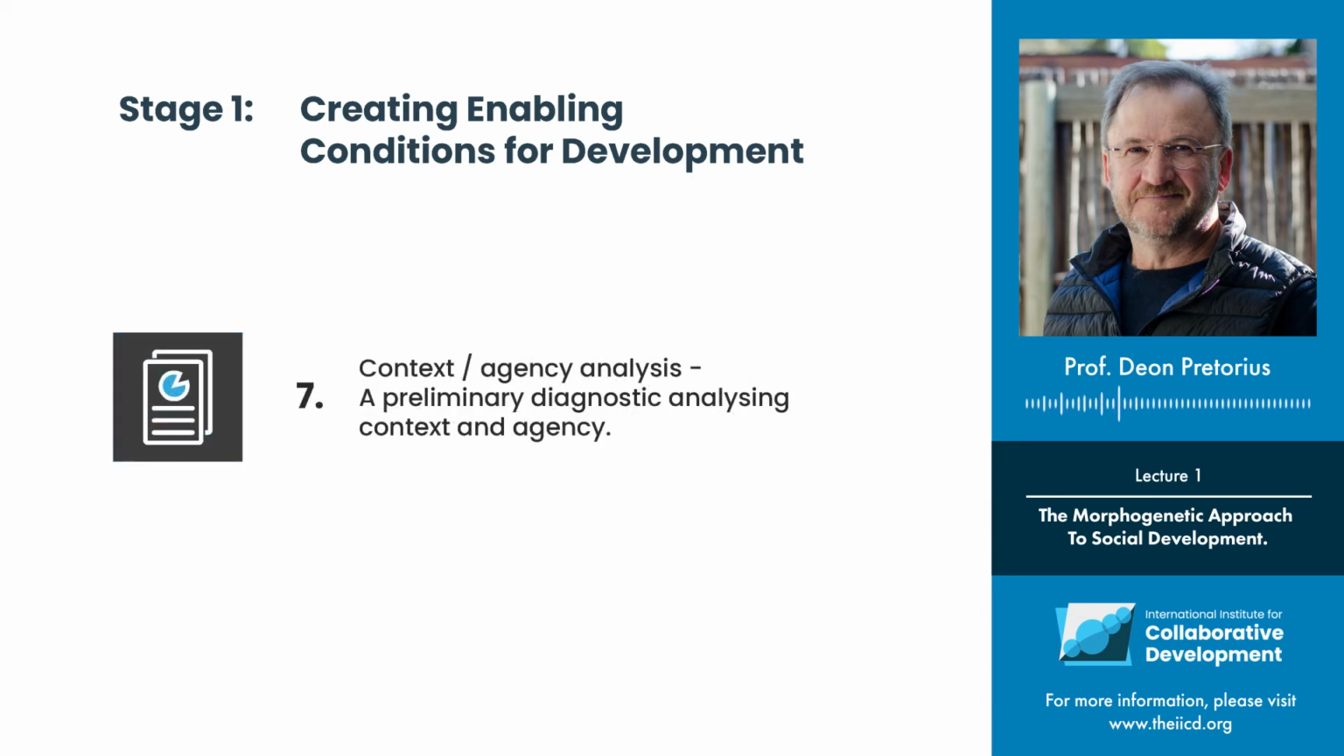Seventh, action that is required is to conduct what can be called a context agency analysis, a qualitative, quantitative analysis in which we look at the context, in other words, the distribution of power, resources, means, and access to such assets, and agency, on the other hand. Who are the people? Who are the stakeholders? What are the means that they have at their disposal? What capacities do they have to make a contribution to development?